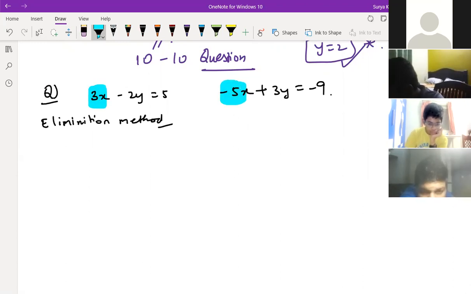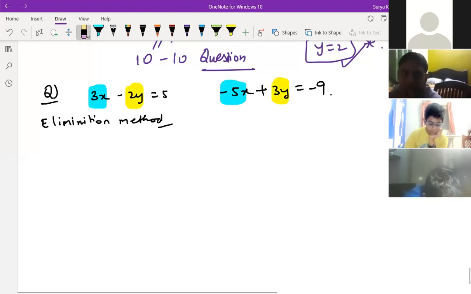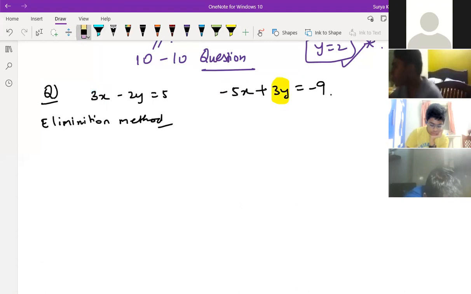Our first method, the first thing we have to do, is match this one and this one, either this one and this one, or this y part. We need to match the coefficients, sir, of any one. Exactly. Both coefficients should be the same. Means either the x coefficient in both equations, or the y coefficient in both equations should be the same.